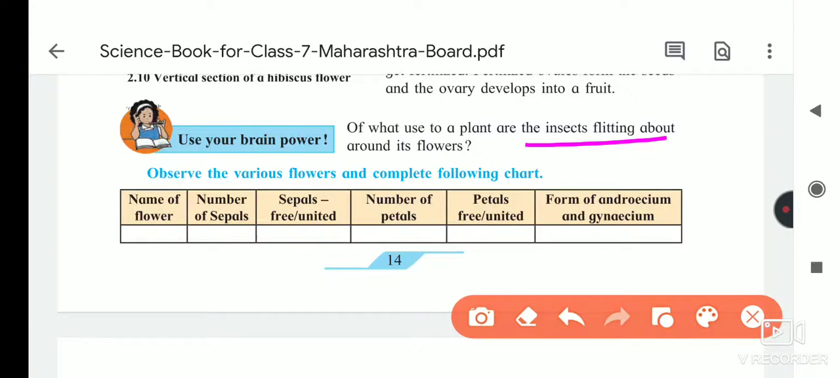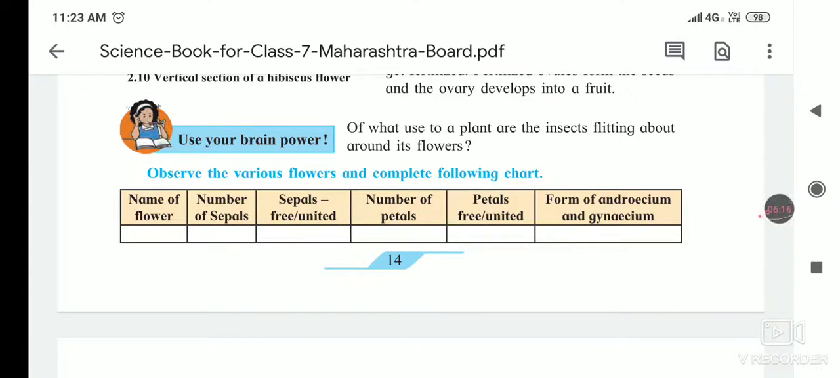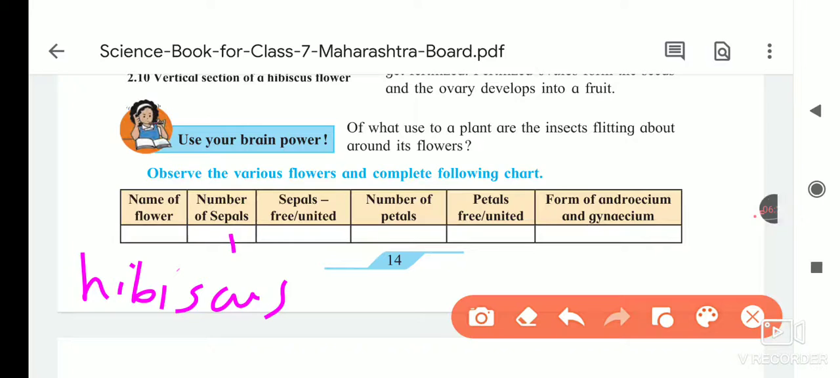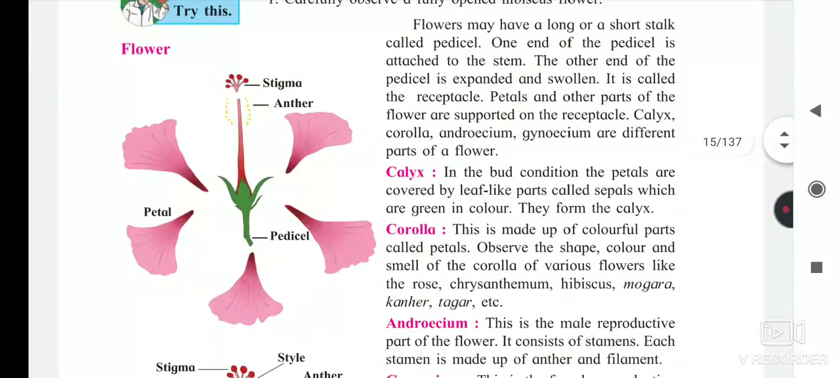They told you to observe various flowers and complete the following chart. So, name of flower, tell me. Suppose we take the example of the hibiscus flower, which is the shoe flower. Number of petals, how many sepals are there? 5. Sepals free or united, 5. Number of petals is also 5. Sepals 5. So all are 5. Petals free or united, 5. And the androecium and the gynoecium, what form do they have? If you see the structure given above, it is a hibiscus only.